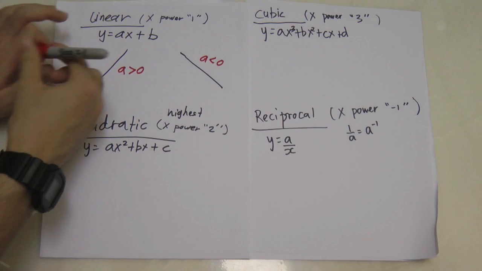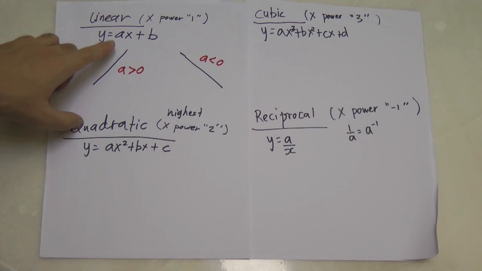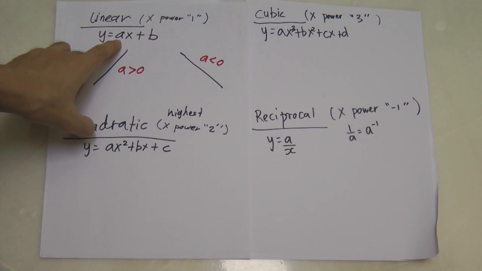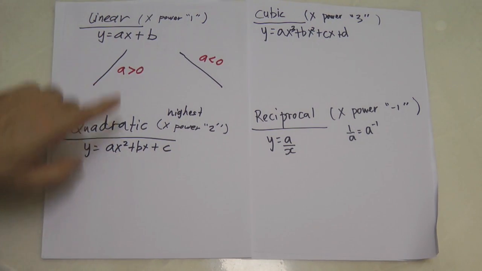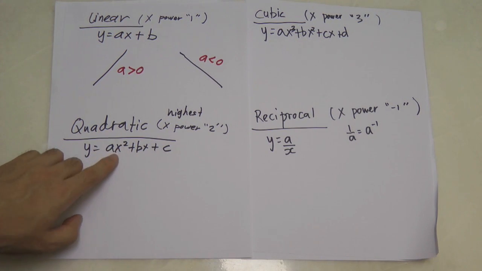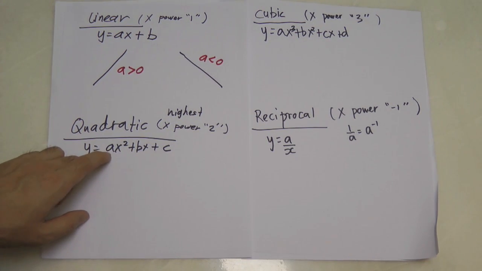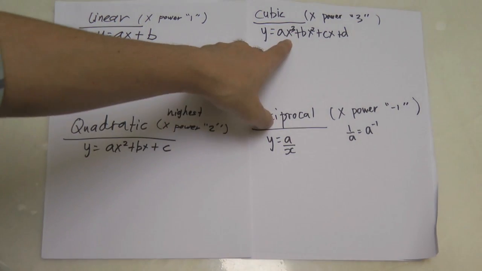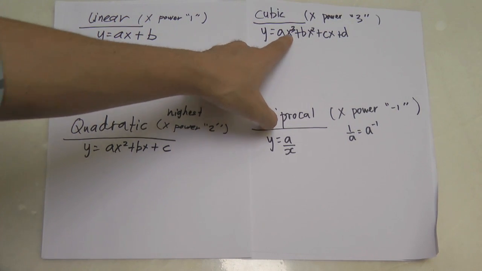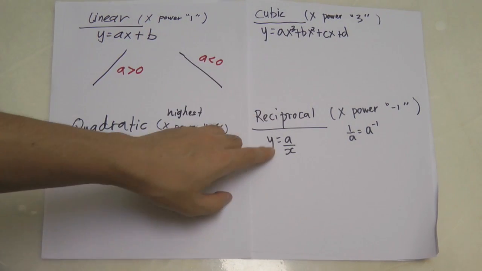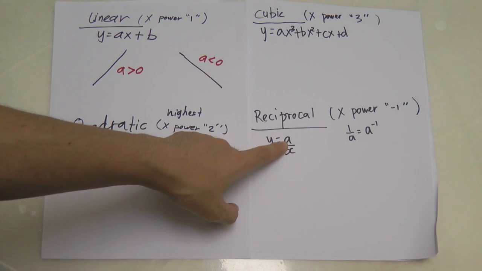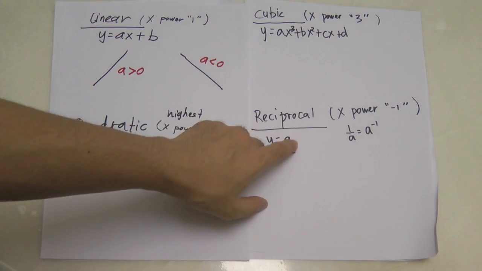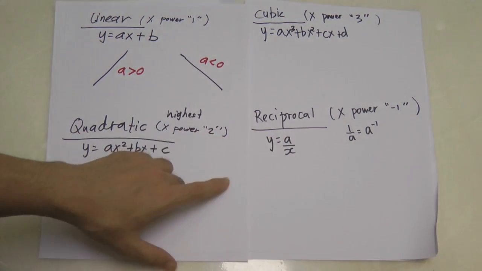What is the meaning of a being positive? a is the coefficient. a is the number always beside the highest power of x. You can see here the highest power of x is 2, so a is always beside here. This one the highest power is 3, so a is always beside the x power of 3. And for this one, a is actually the number on the numerator here. So this is a.